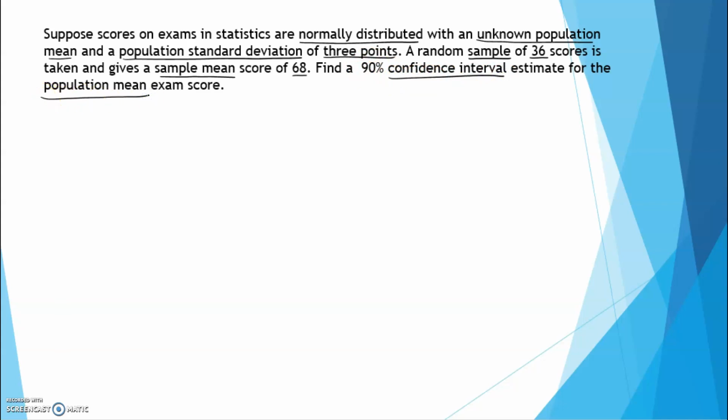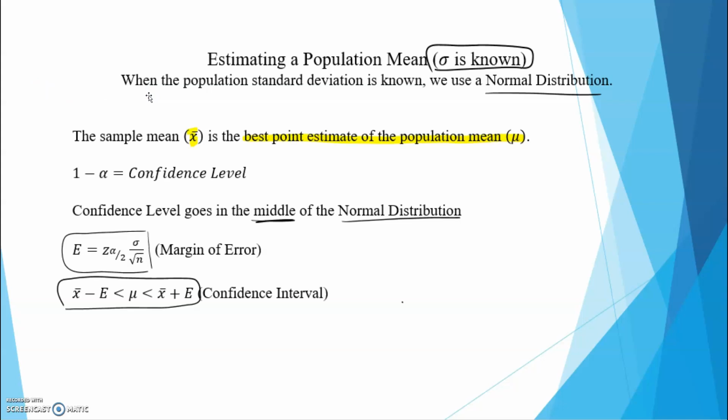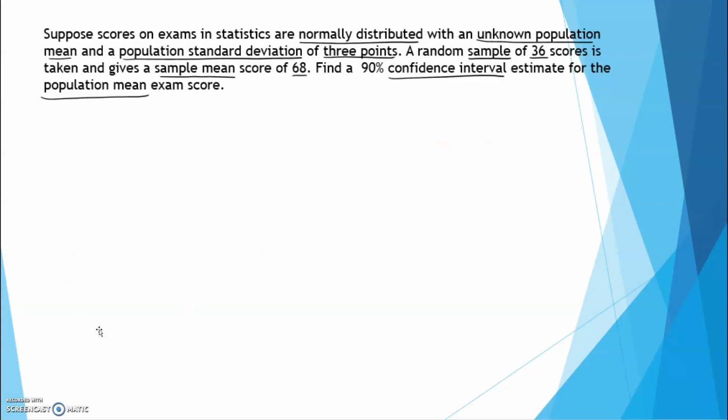We are trying to find a confidence interval for the population mean, which means I need to use this format right here. So I have X bar minus the margin of error less than mu less than X bar plus the margin of error. They gave me what my sample mean was. That was 68. But they didn't tell me right off what the margin of error was. We have to calculate that number.